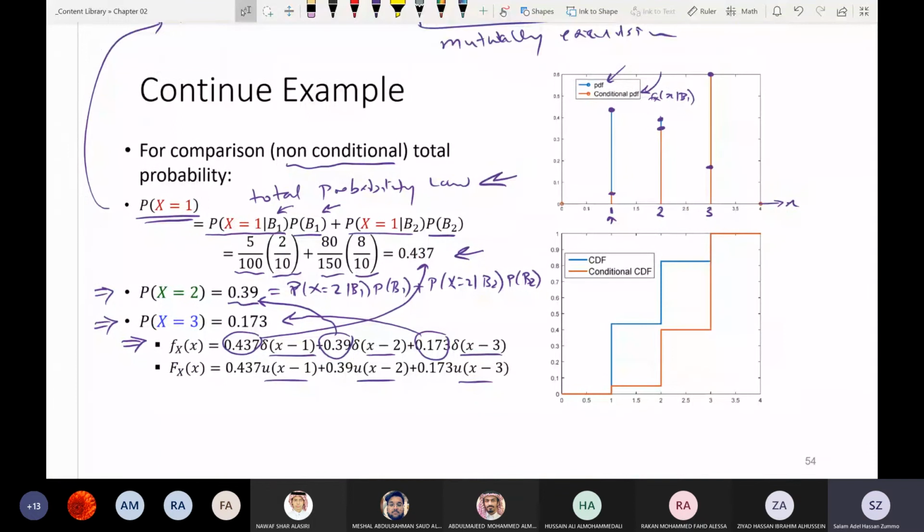Similarly, you can find the conditional CDF. This is the conditional CDF, the red one, f_X of x given B1. These are 3-step functions, but the value of the step function is different according to the probabilities.